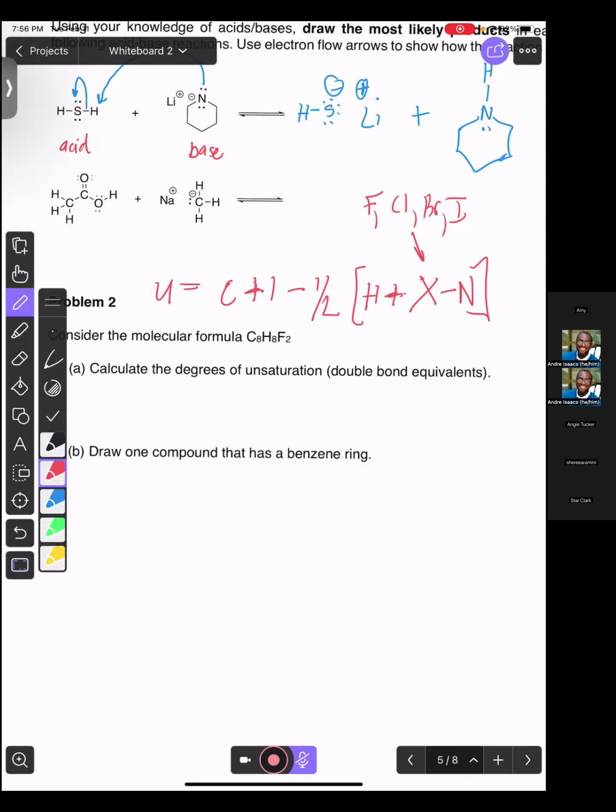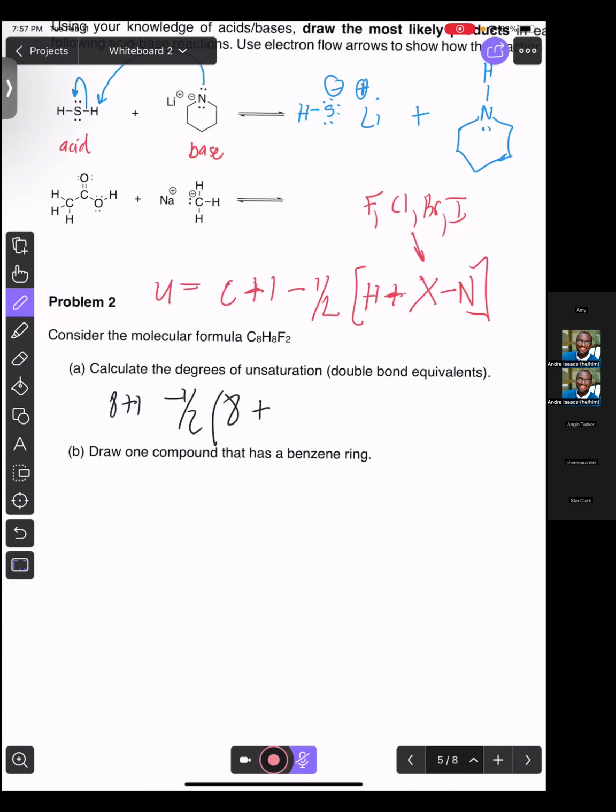Oh wow, people already calculated. Are you sure you got 4? So we have 8 plus 1, that's 9, minus half. How many hydrogens do we have? We have 8 hydrogens, and how many halogens? 2. And that gives you 4. Yes, 4 is right. Let's do the short version: 9 minus 5, half of 10, and that's 4.